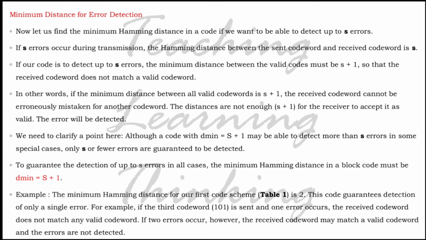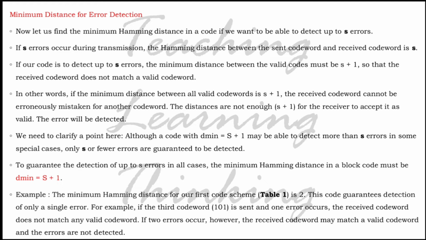So the valid code word does not match the received code word. That means the received code word must be S plus 1 away. In other words, if the minimum distance between all valid code words is S plus 1, then the received code word cannot be erroneously mistaken for another code word. The distance is not small enough for the receiver to accept it as valid, so the error will be detected.